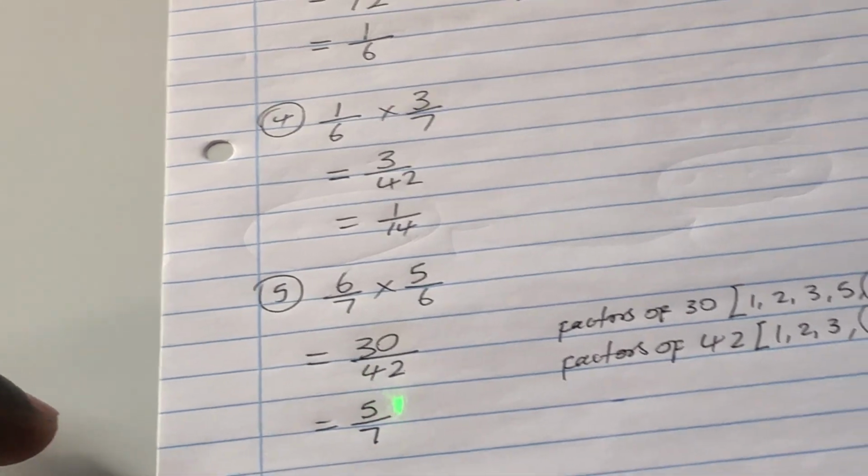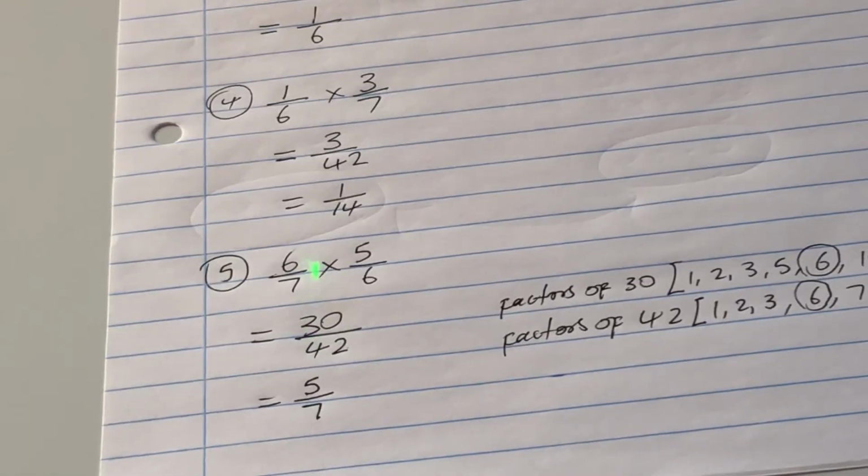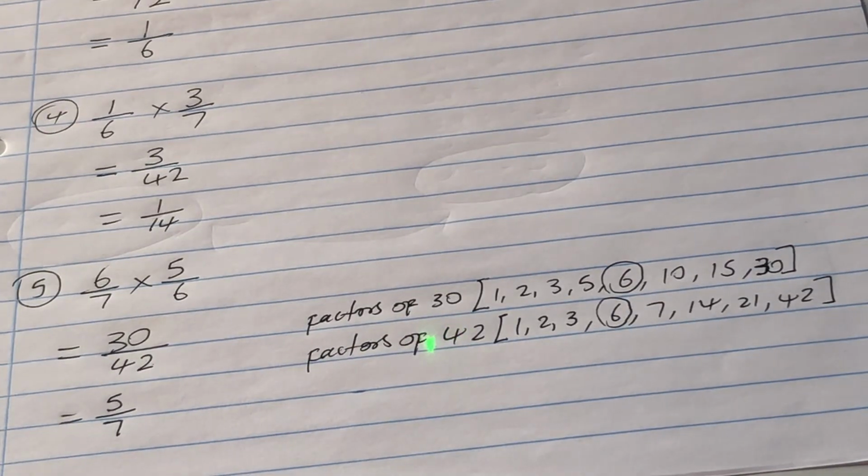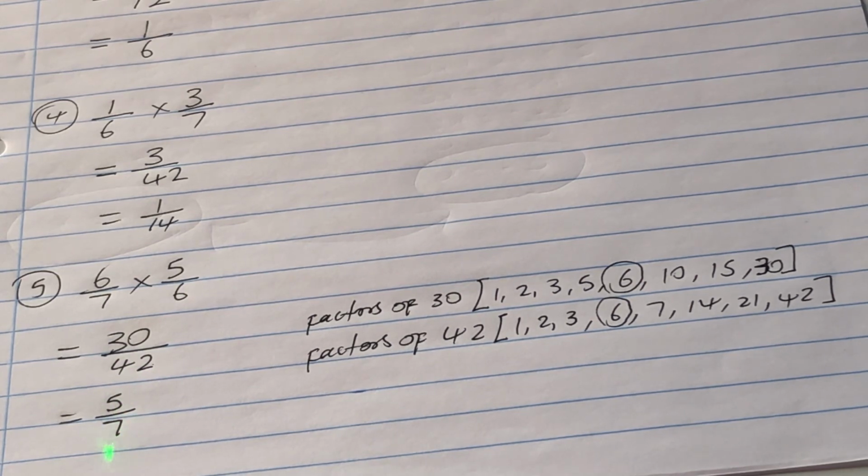Let's look at number 5. 6 times 5, we get 30. 7 times 6, we get 42. The highest common factor of 30 and 42 will be 6. And then we'll use the 6 to simplify this. How many times does 6 go into 30? 5 times. Into 42? 7 times. This is our final answer.